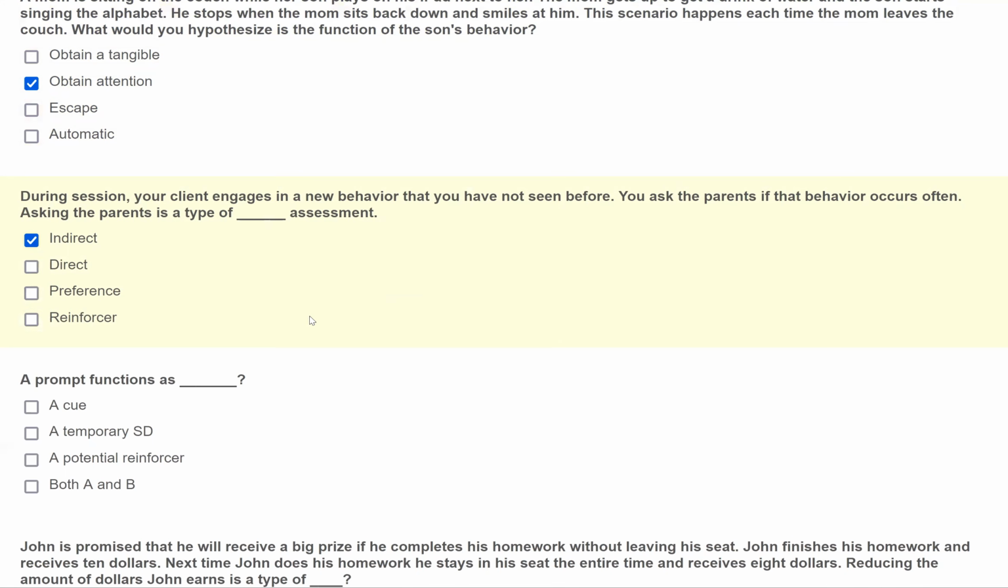A reinforcer assessment occurs after a preference assessment. When we know what the client prefers, we can then start to see how those preferences change the client's behavior and therefore start to find reinforcers. But we're not doing that here. All we're doing is questioning the parents. Hey, does this behavior occur often? And through our interview, we are conducting an indirect assessment.